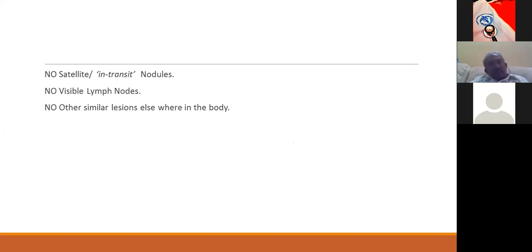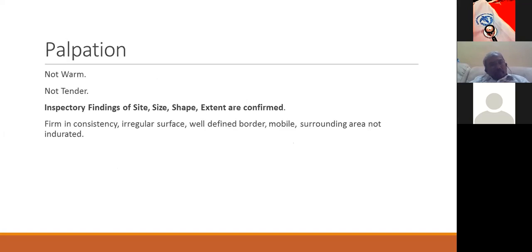There is no satellite or in-transit nodules seen around the lesion. There are no visible lymph nodes, and there are no other similar lesions elsewhere in the body. On palpation, the lesion is not warm and not tender.